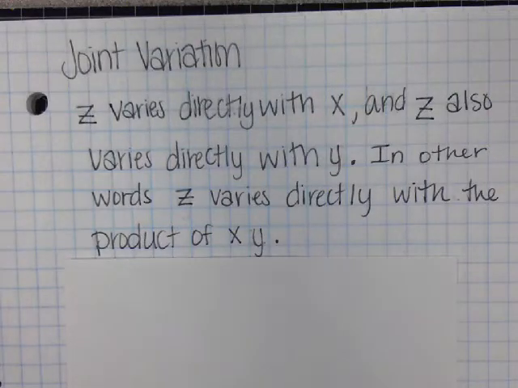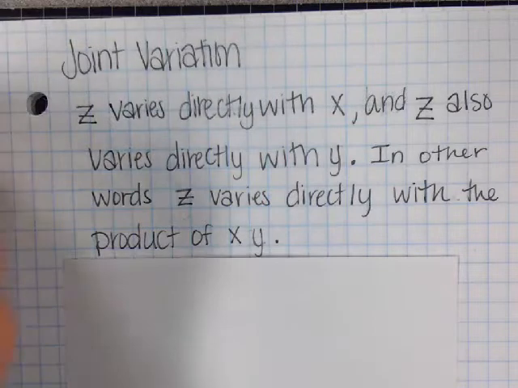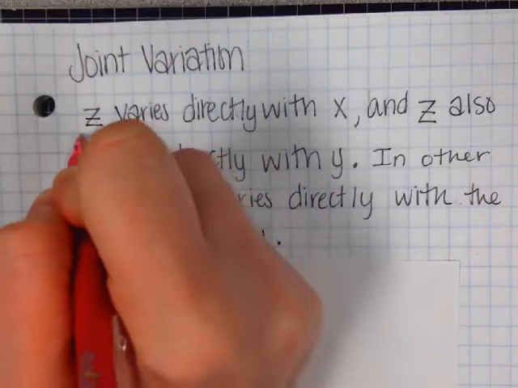The last type of variation is joint variation, and that just means you're going to end up having three variables. So z varies directly with x, and z also varies directly with y. Now you always have to pay attention to which one it says first.